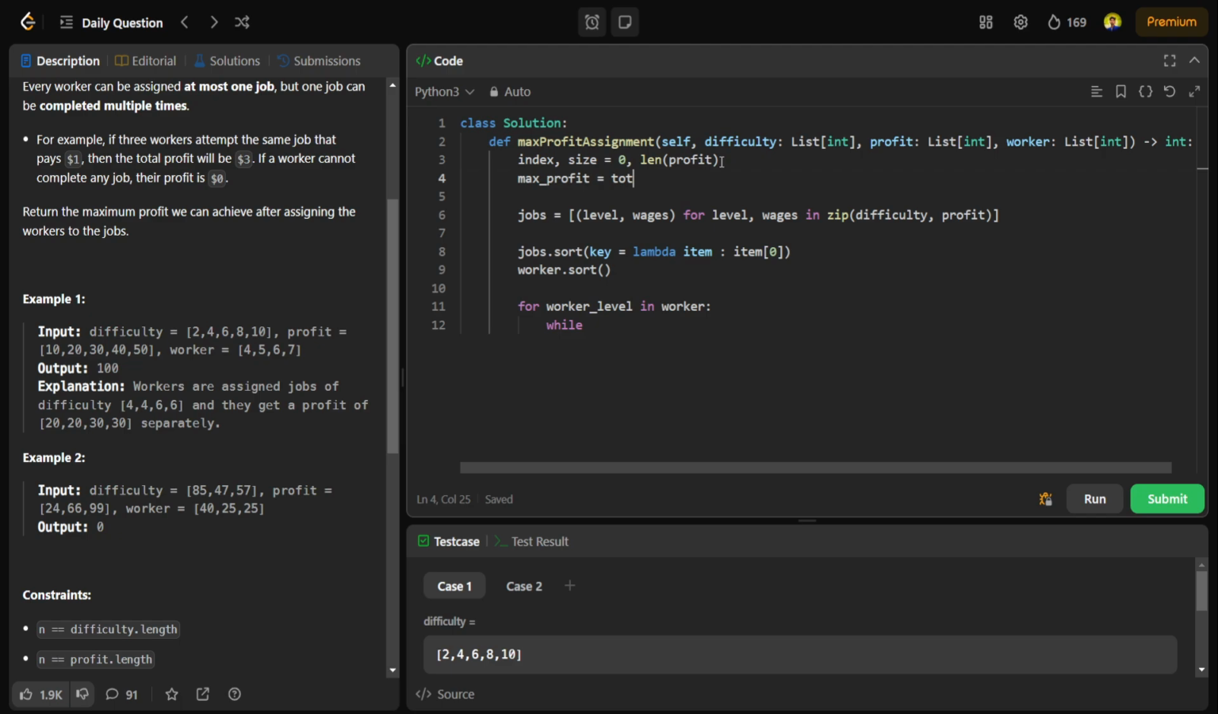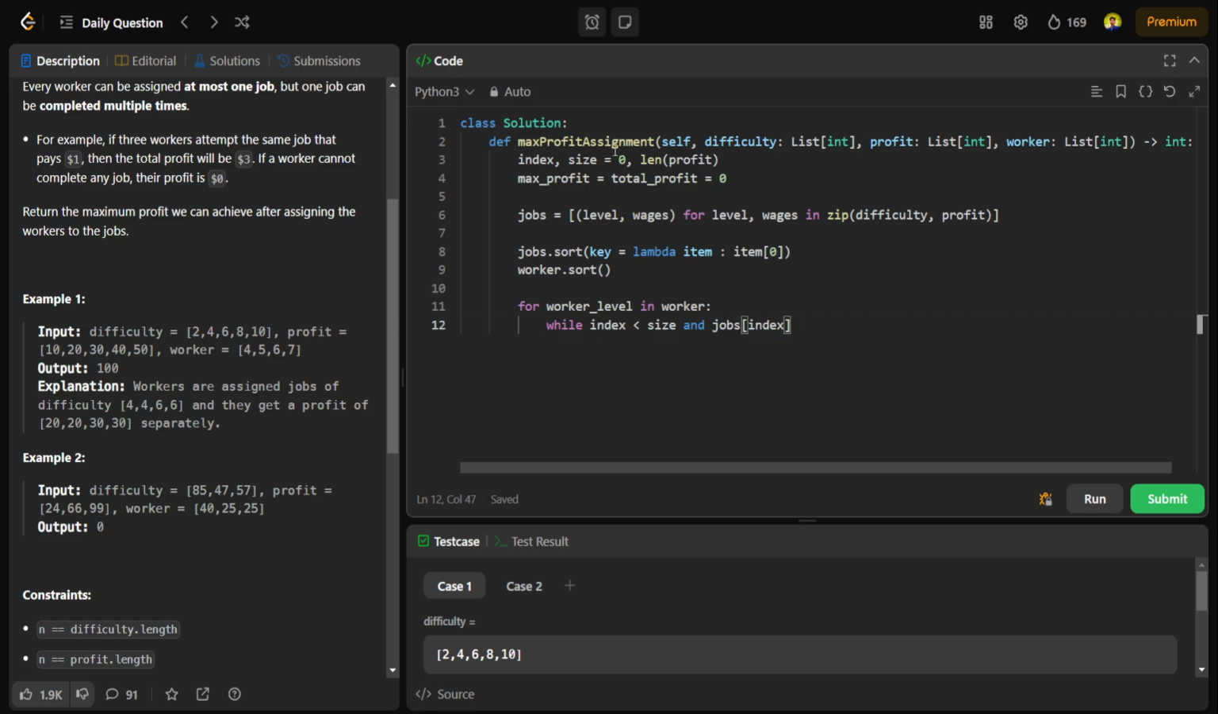Total profit, which equals 0 for now. I will be checking if my index value is less than the size, because I cannot iterate more than the jobs available to us. Now I need to skip all those which can be done. So I'll say, okay, in the job array I need to check the index. This is my current job, the first job.